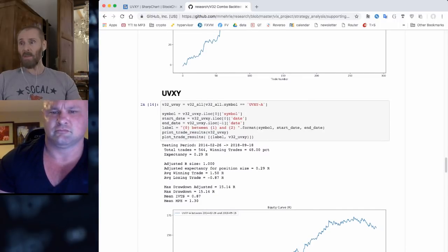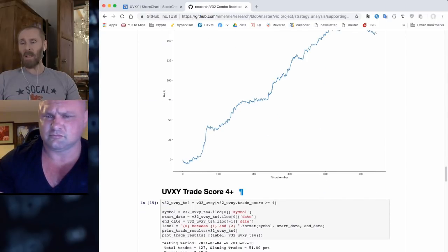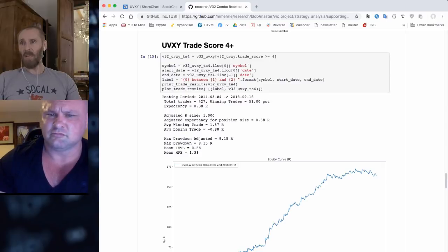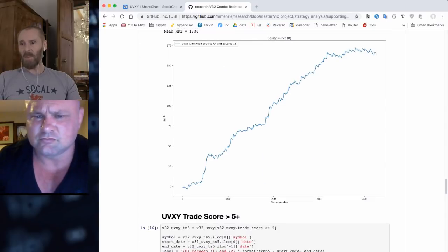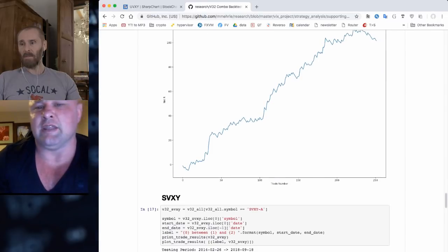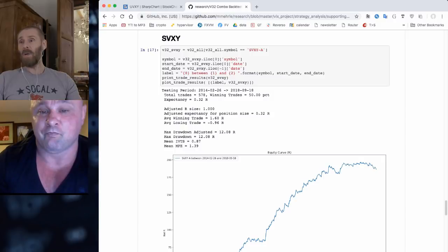That's a raw system again, 48%. Expectancy is kind of low here, but it cranks up hugely as you go into trade scoring above 4, right? 0.38 right away, and then it jumps to 0.4. From my point of view, anything above 0.2 on a fully automated system is pretty damn good. Yeah, no, I agree. Let's not lose sight of that, right?